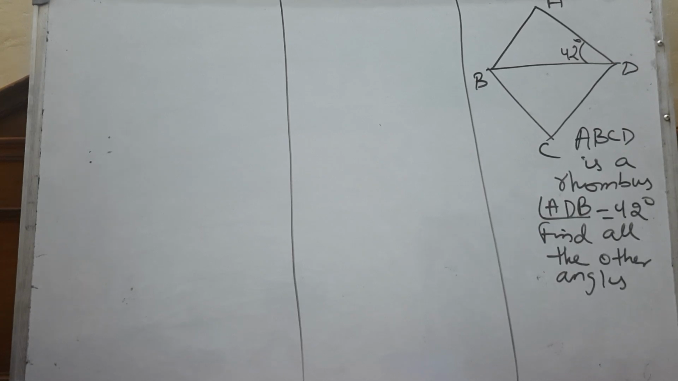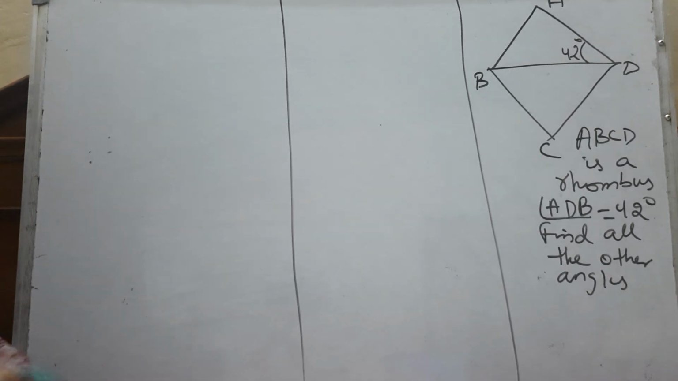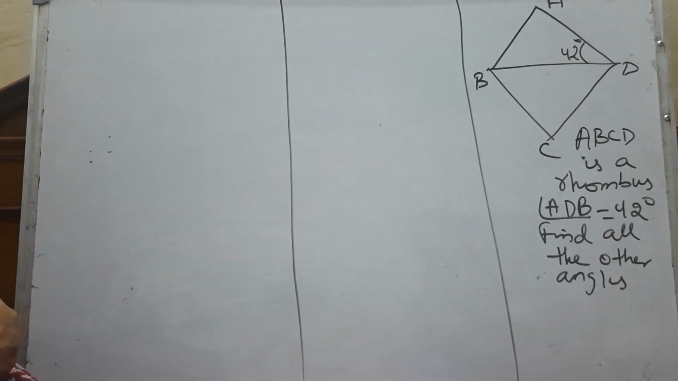Now let us check out the problem given here. It says that ABCD is a rhombus, angle ADB is 42 degrees, find all the other angles. Very simple. We're going to use the properties which we have just discussed to crack this problem.